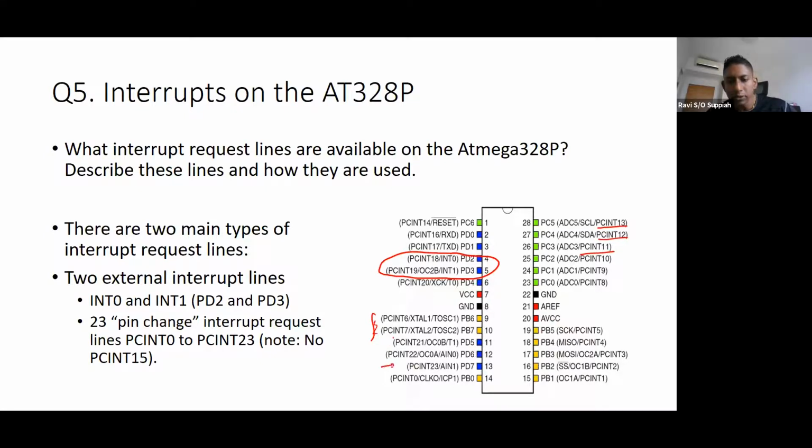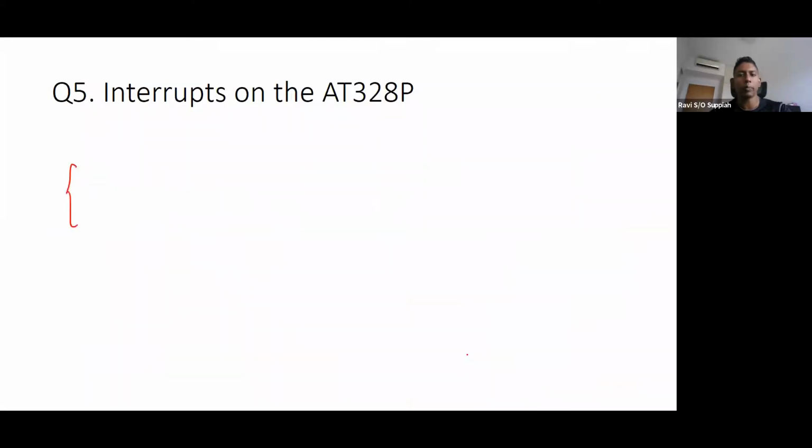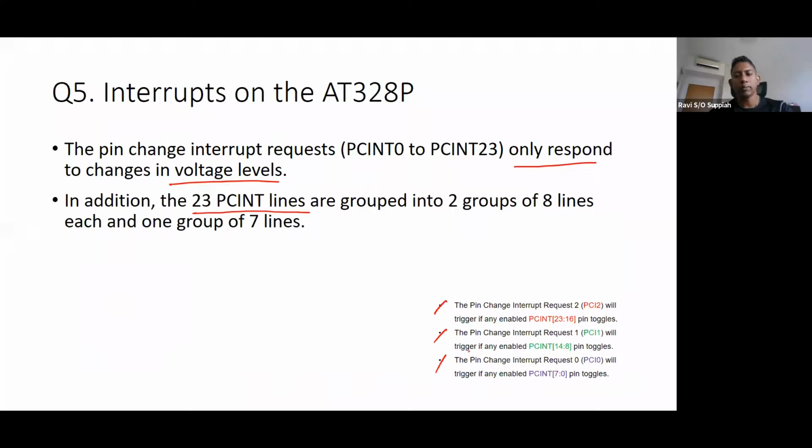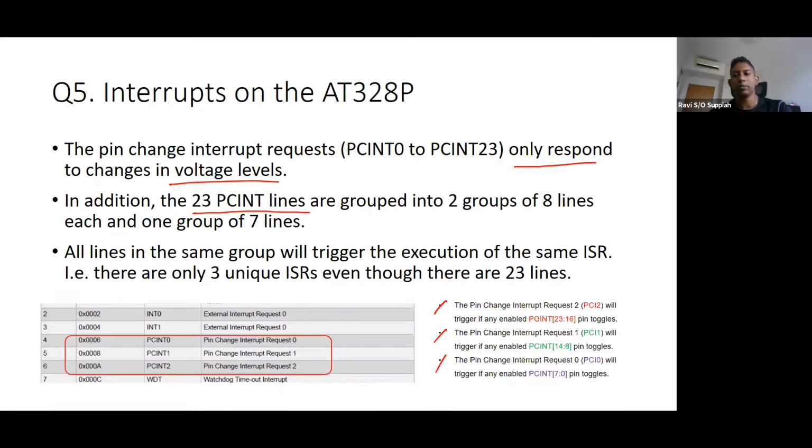Okay, so let's say 23 and 22. Okay, so 23 to 16 are all grouped together under PCINT 2. That means if, let's say, port D7 and port D6 are both connected to switches, as long as either switch is pressed, meaning a voltage level is detected on either one pin, both of them will jump to the same interrupt service routine, which is the one tied to PCI 2. So that is how the rest of the pins are configured. They are grouped together, and you only have 3 unique interrupt service routines for these 23 lines.